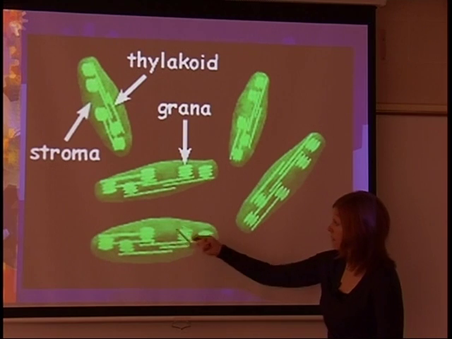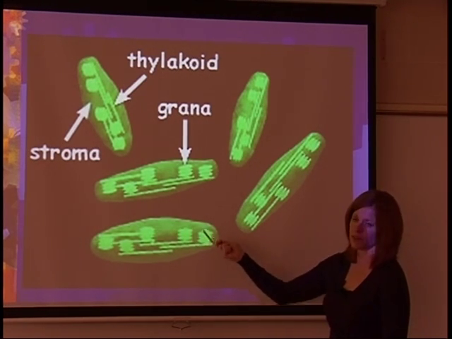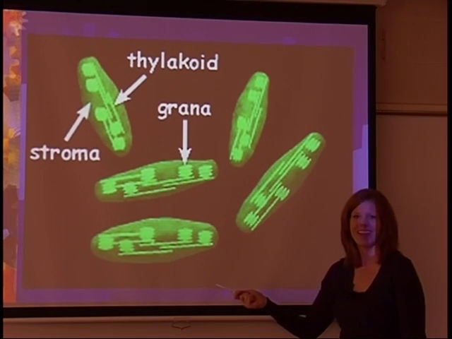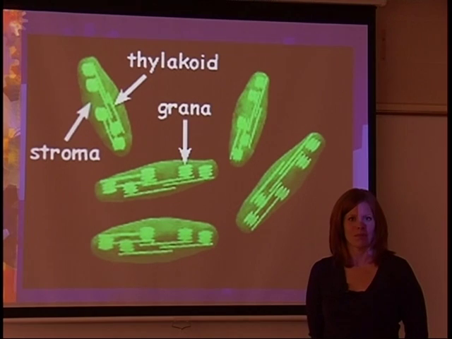Here's the structure of the chloroplast, what it looks like. It has many discs in here where there's lots of chemical reactions taking place. And this is part one of the cell. We will continue with part two.